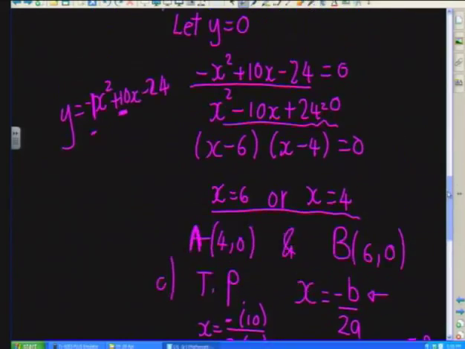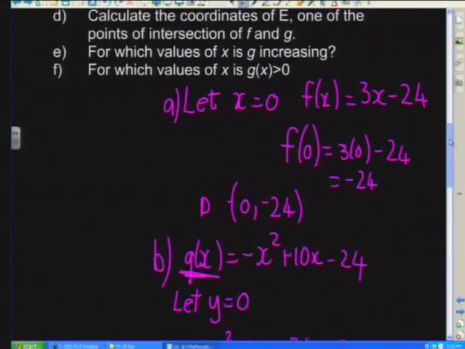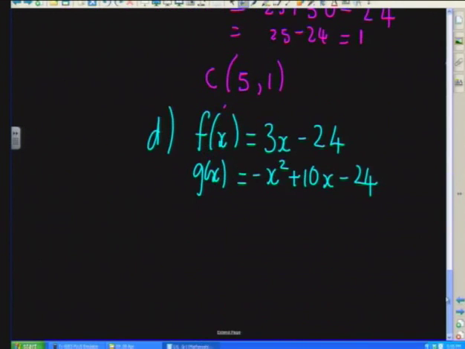3x minus 24, and we were dealing with negative x squared plus 10x minus 24. So here, remember, f of x and g of x really represent y values. So it's like saying y is equal to 3x minus 24 and y is equal to the parabola. We want to see where these two values correspond. Okay, so I can call the straight line equation 1, and then we can call the parabola, the defining equation, equation 2.